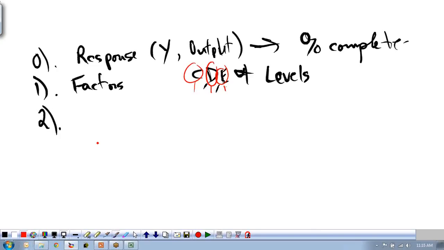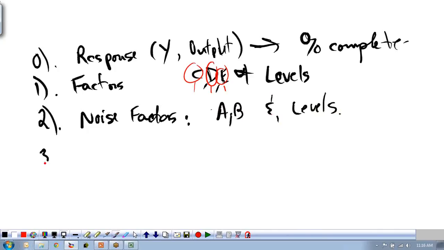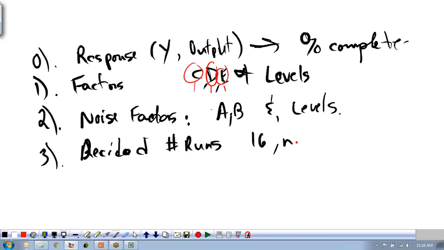Okay. Then we talked about noise factors. These are things that help us understand how to control noise better. That was A and B and their levels. Then we ran the experiment. Decided number of runs. Remember we said 16, not 32. Why not 32? Well, because we thought we could save some money by running 16. Okay, and I'll show you what our thinking is going to be as we go through a little bit later.